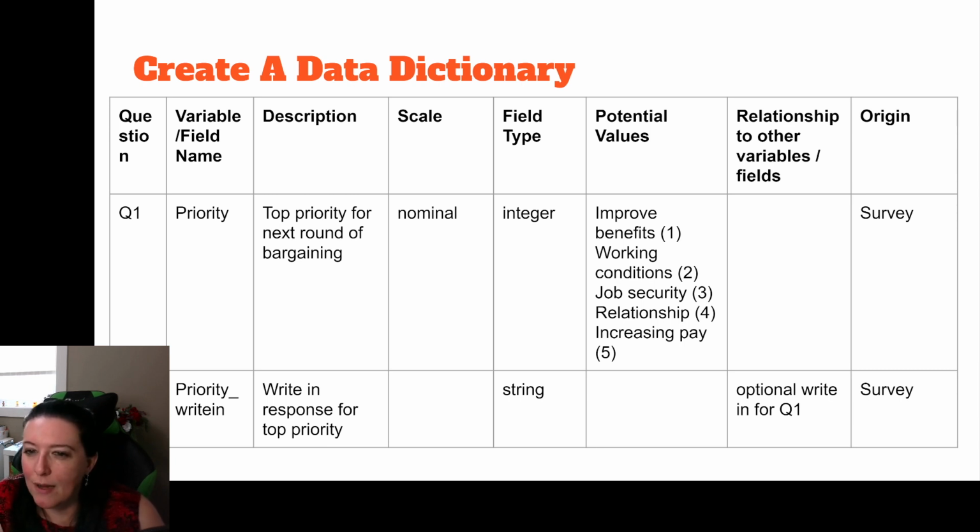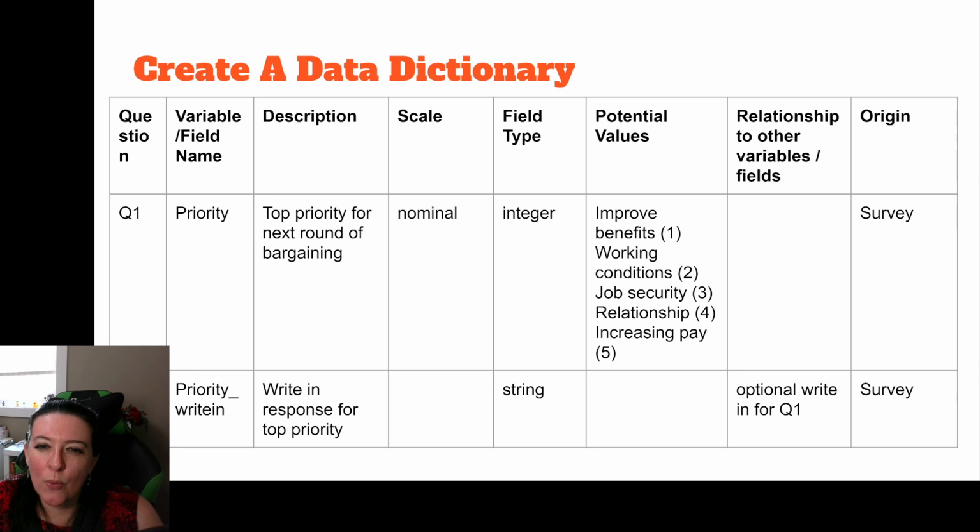So here we have write-in responses. It doesn't have a scale because it was open-ended. Anybody could put anything they wanted. The field type here is string because it's text. And the potential values doesn't list anything because it could have been any type of write-in response. We do put the relationship to the other variables is that there's an optional write-in for question 1.